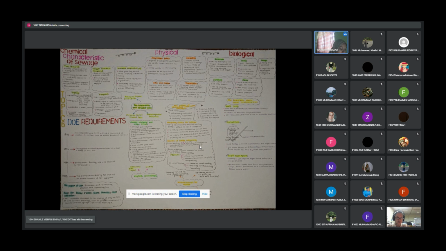And there is a process of centralized wastewater treatment, which is pre-treatment, preliminary treatment, secondary treatment, and tertiary treatment.